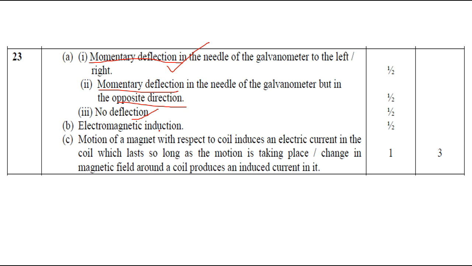And the answer to the second question, part B, is electromagnetic induction, and in the third part you will write that induced EMF will be produced, and as long as we keep on moving the magnet, induced EMF will be produced. And this is the marking pattern: half marks for part 1, half marks for part 2, and half marks for part 3, and for writing electromagnetic induction you will get half marks more, and for the conclusion you will get 1 mark, and in total it will count to 3 marks.